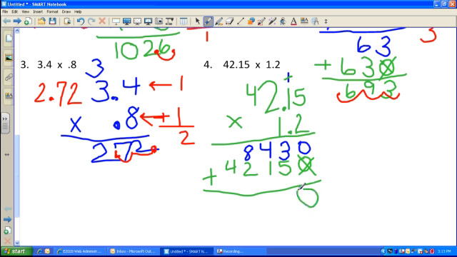Okay, so done with both numbers, so I'm going to add them up. So this row I have 0. I have 8 here. I have 4 plus 1 is 5. I have 8 plus 2 is 10, so 0, carry the 1. 4 plus 1 is 5.